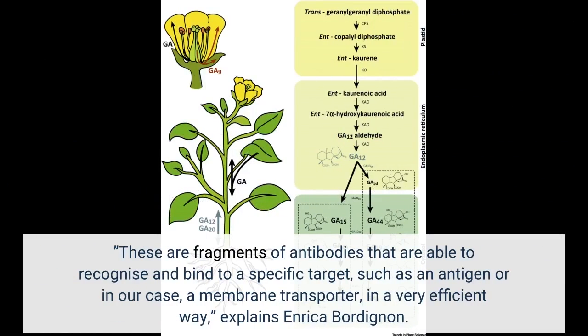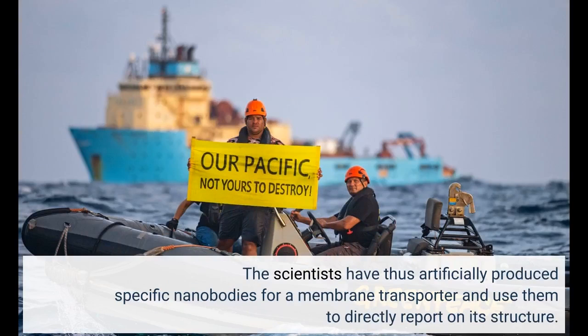These are fragments of antibodies that are able to recognize and bind to a specific target, such as an antigen or, in our case, a membrane transporter, in a very efficient way, explains Enrique Bourdignon. The scientists have thus artificially produced specific nanobodies for a membrane transporter and use them to directly report on its structure.